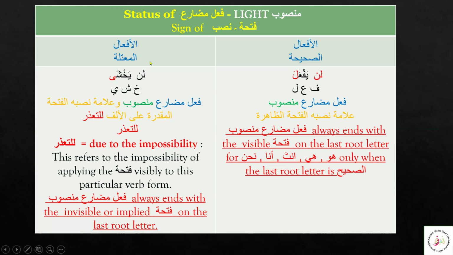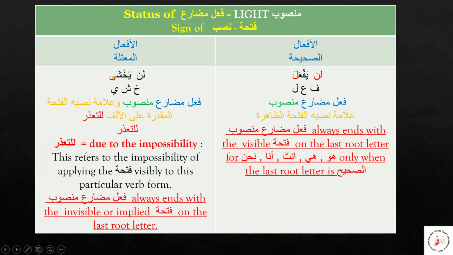Now look at this column for fi'l mu'talla. We know that the verb ends with the huruf illa: alif, waw, or ya. Here, yakhsha, you can see it ends with the ya. Fi'l mudari mansoob wa alamati nasbihi al-fatha al-muqaddara. And I told you that we will see this fatha muqaddara and dhamma muqaddara in i'rab so many times, whenever there is afal mu'talla, when they end with a huruf illa.